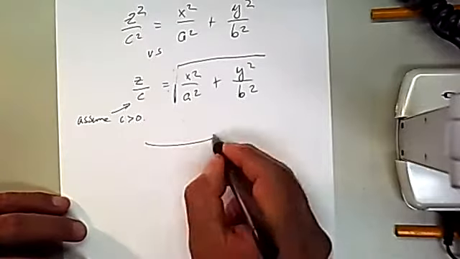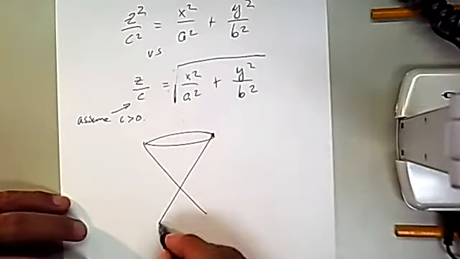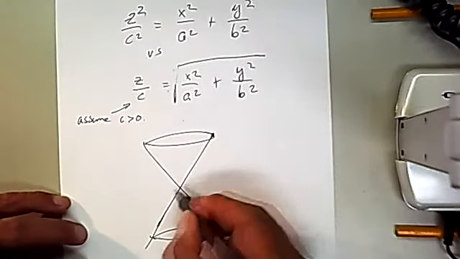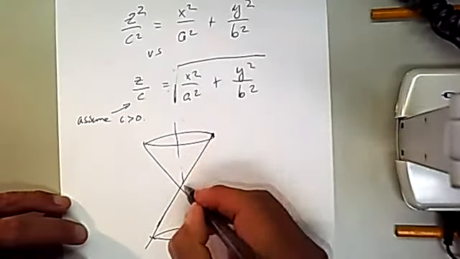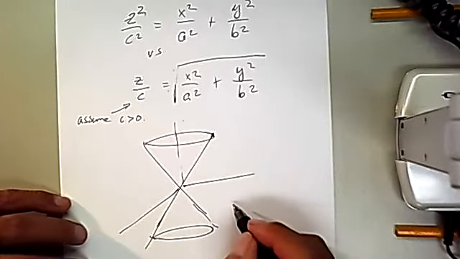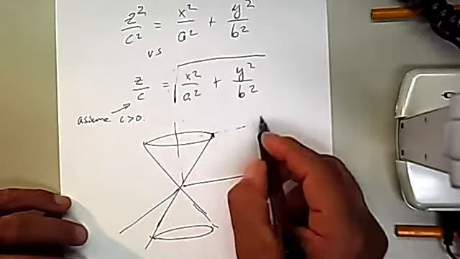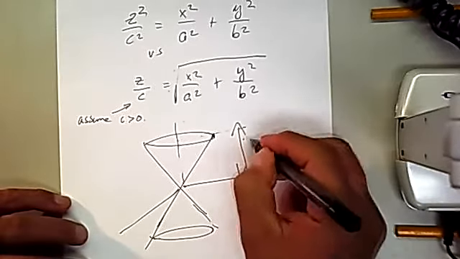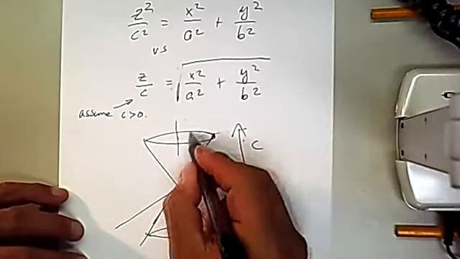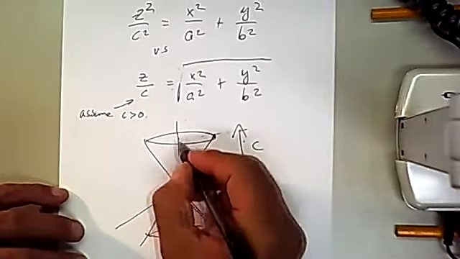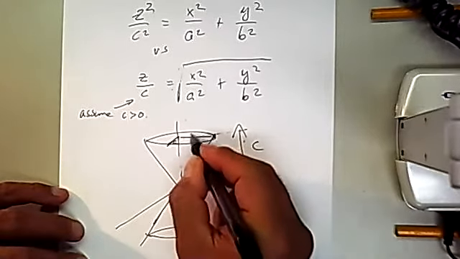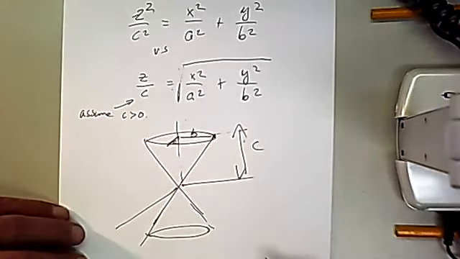This is a cone, like so. We got the z-axis, y-axis, x-axis. When z is equal to c, so when we have a height of c units from the floor, then this is not a circle, it is an ellipse. In the x direction, we go a units. On the y direction, we go b units, whatever they are.